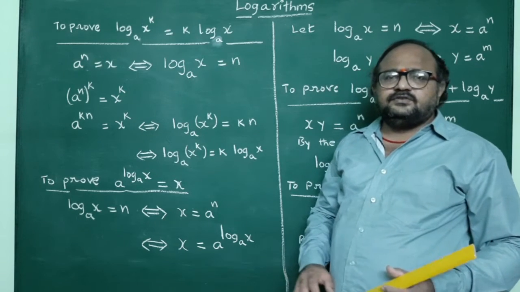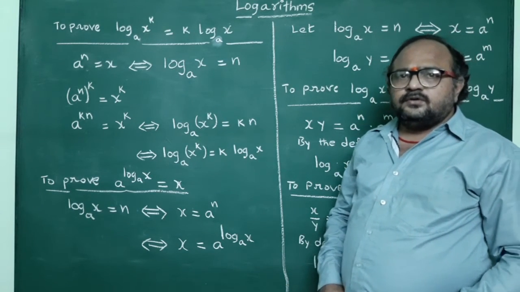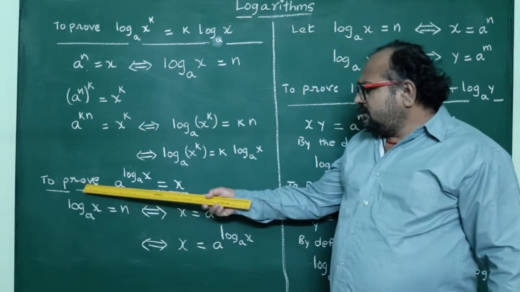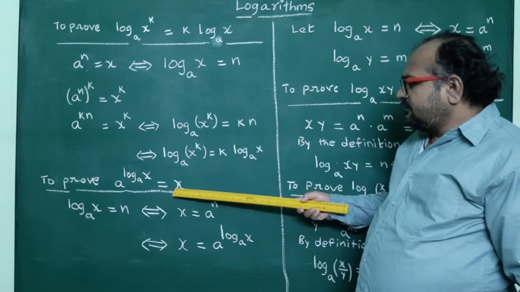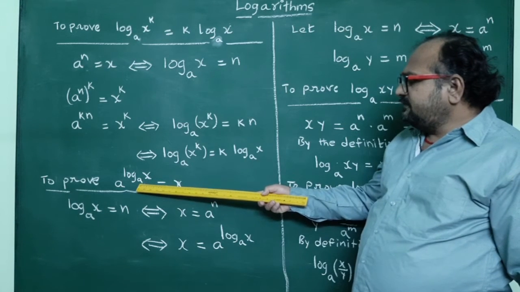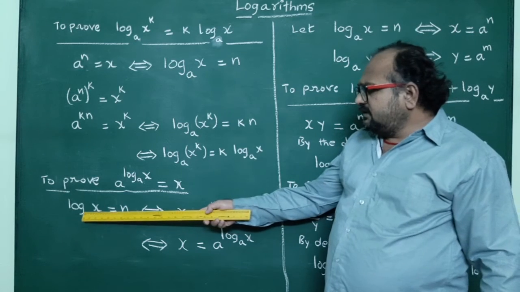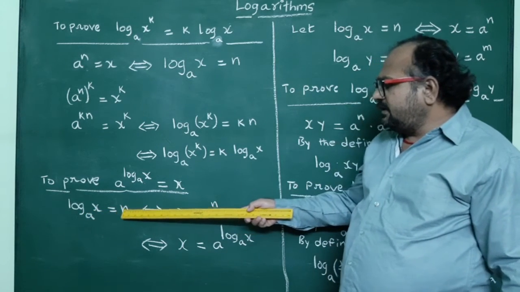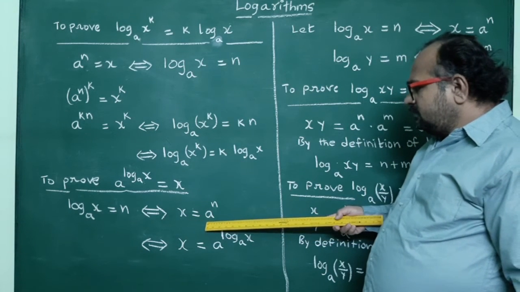Now, by using the definition of logarithm, we prove another important property of logarithm. To prove that a power log x to the base a equal to x, a to the power of log x to the base a equal to x. Now, we have written the definition of logarithm. Log x to the base a equal to n implies and is implied by x equal to a power n.